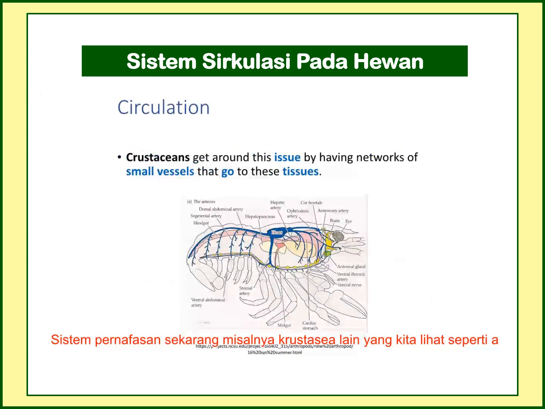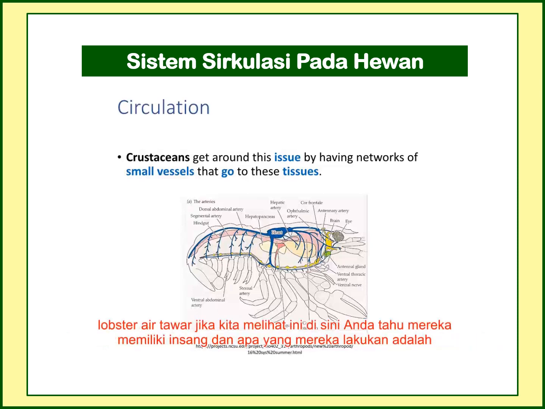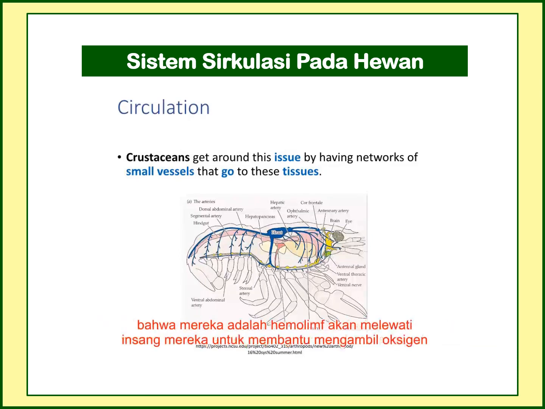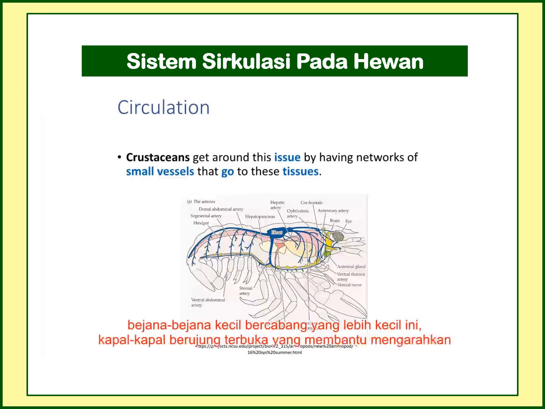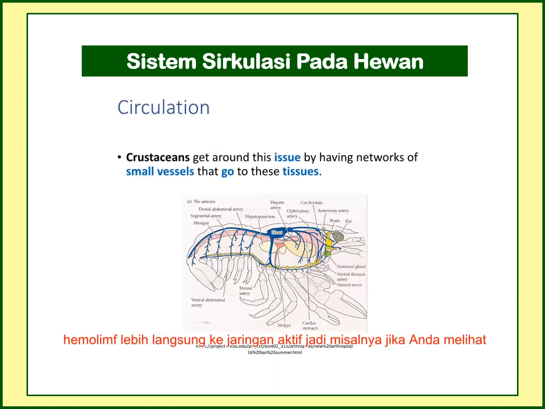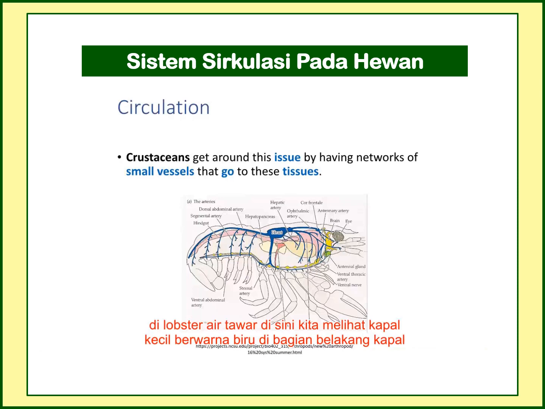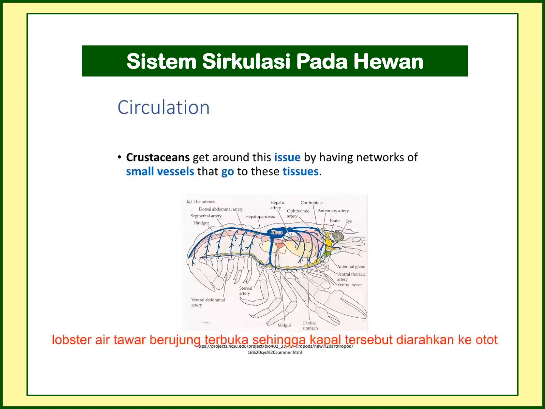Now, other crustaceans, for example, such as a crawfish, if we see this here, they have gills. And so their hemolymph will pass over their gills to help pick up oxygen, but these are still active, they swim around, and so they have these smaller branching open-ended vessels that help to direct the hemolymph more directly to the active tissue. So for example, if you look at the crawfish here, we see these little blue vessels at the back end of the crawfish, open-ended vessels.